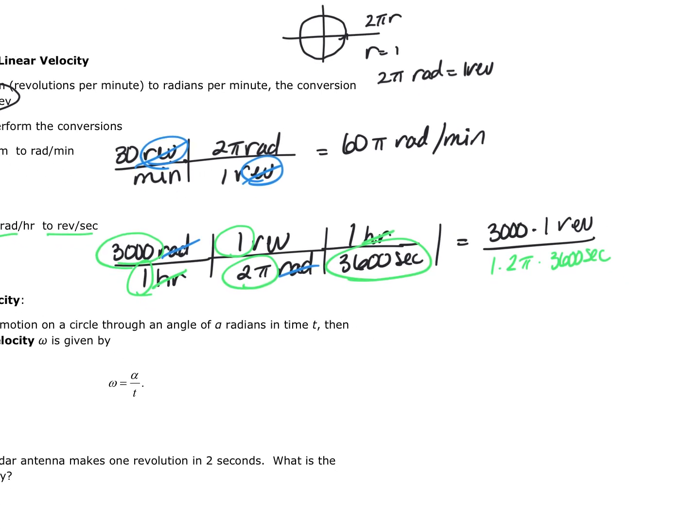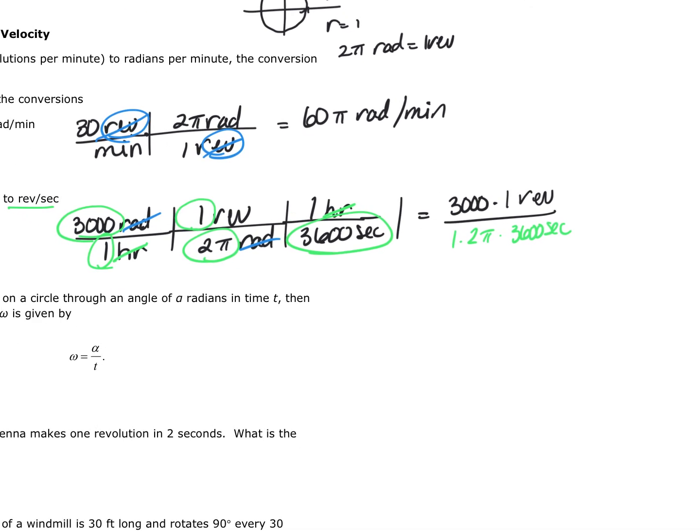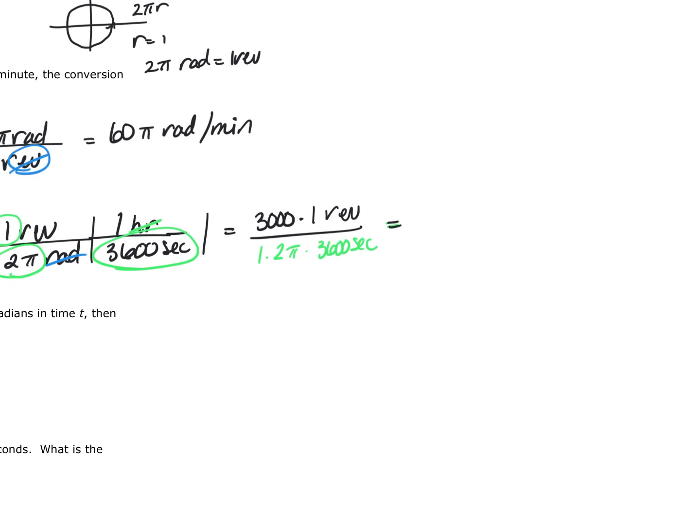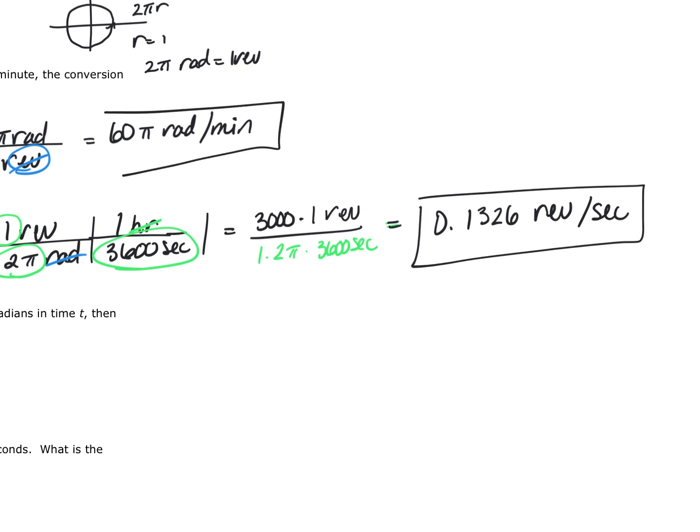So now I'm going to get my calculator out. And I have the units I want, which is revolutions per second. So that's looking good. And I end up with my final answer, and make sure you have parentheses in all the right places in your calculator, 0.132, I'll go out to 6 places, revolutions per second. And so that is my final answer. And here's my final answer up there.